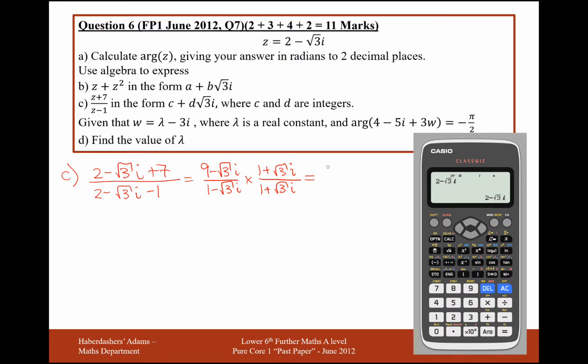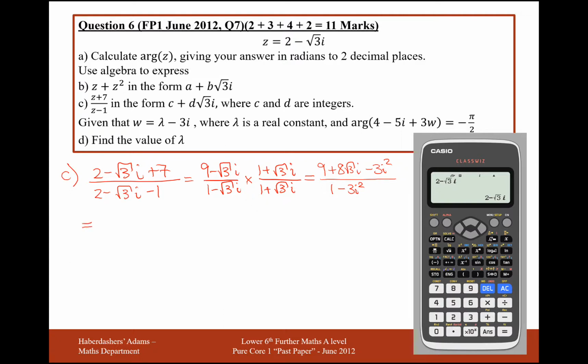So it's going to be 9 times 1 is 9. 9 root 3i minus 1 root 3i, so that would be just plus 8 root 3i. And it's going to be minus 3i squared. Simplify that in a bit. And then the bottom part here is going to be 1 minus 3i squared. We're going to get a plus root 3i and a minus root 3i, which will cancel.